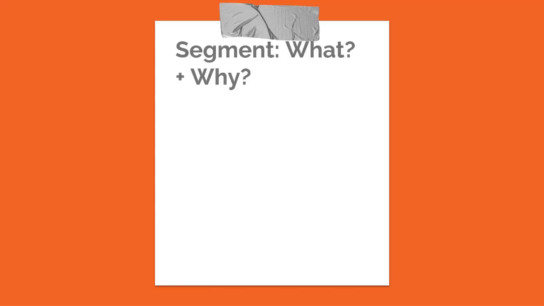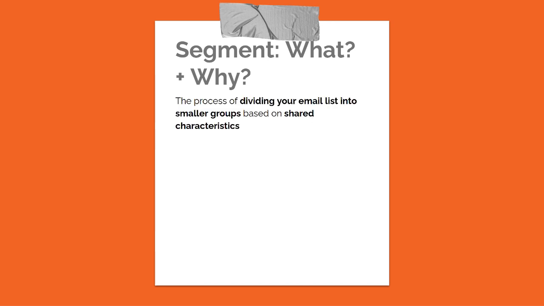So first, segmentation. What is it and why do you even want to do it? Well, it is the process of dividing your email list into smaller groups based on shared characteristics. And the reason you want to segment your lists properly is because it will lead to higher open rates, up to 39% higher. So think about it this way. If you have a list that gets about 20% open rates, with segmentation, you could go up to 59%. So that's a majority of your list opening your email and clicking through.